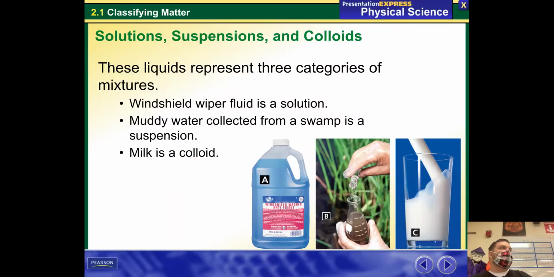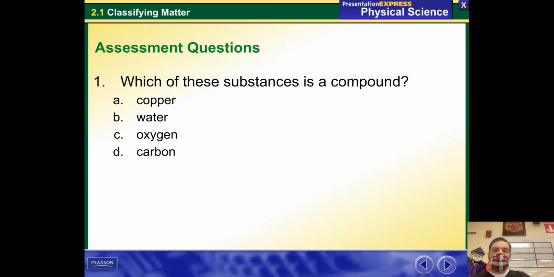Milk is a colloid. Milk will be milk no matter what. But what is milk? Milk is lactose, water, some other things, butter, fat. But it doesn't separate over time. It just remains milk. But it's a combination, a mixture of things.